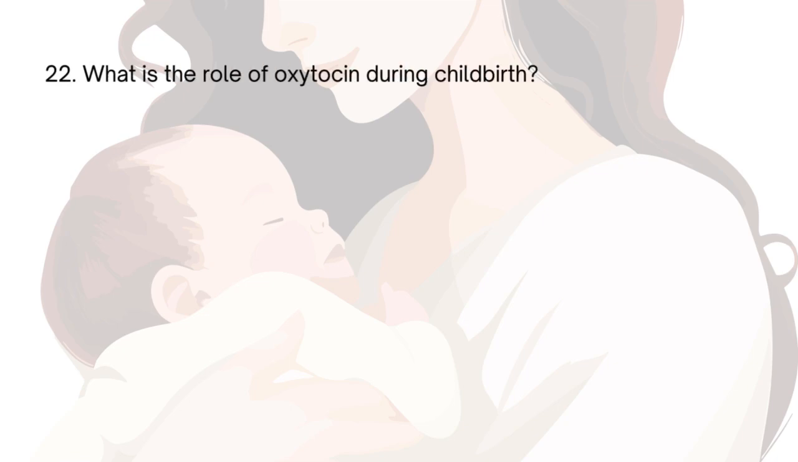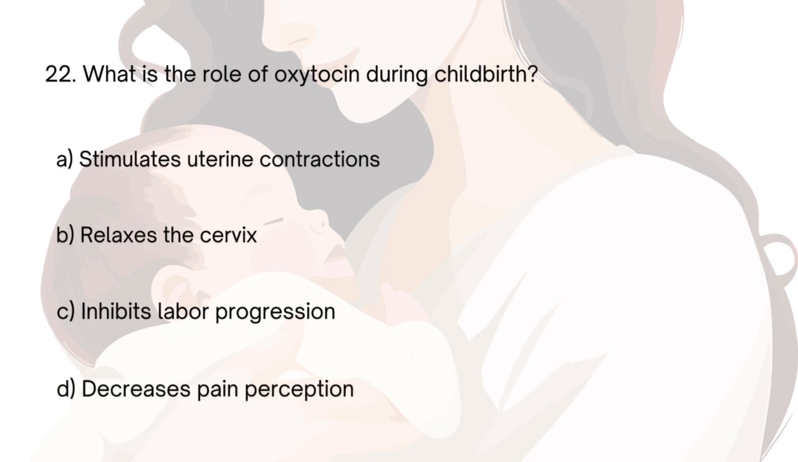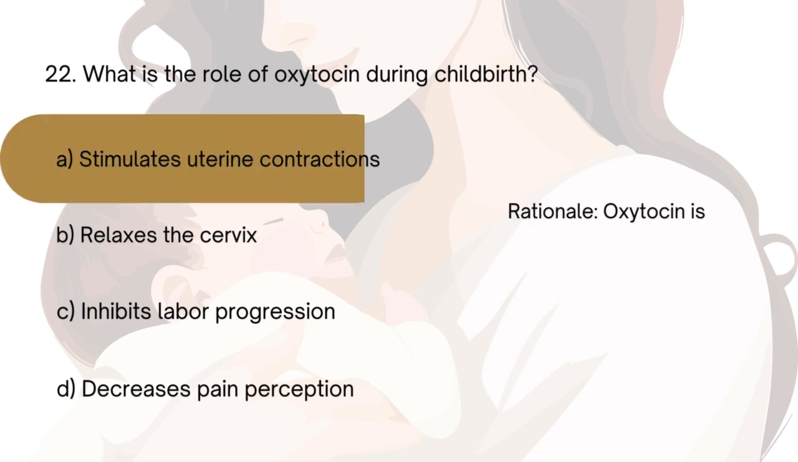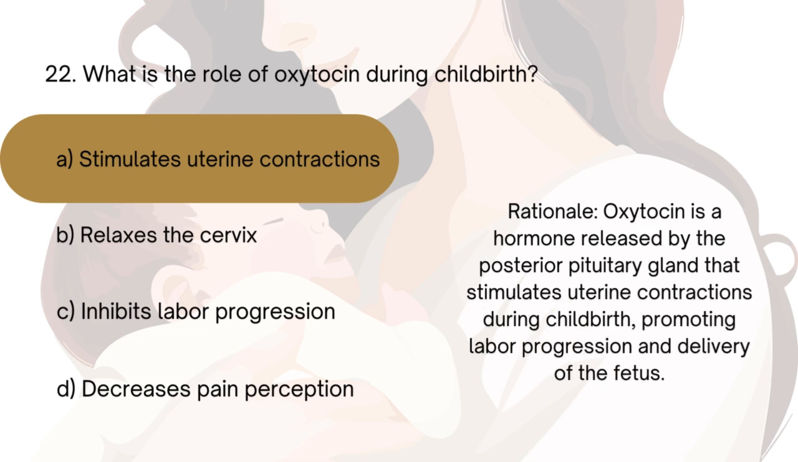22. What is the role of oxytocin during childbirth? A. Stimulates uterine contractions. B. Relaxes the cervix. C. Inhibits labor progression. D. Decreases pain perception. Rationale: oxytocin is a hormone released by the posterior pituitary gland that stimulates uterine contractions during childbirth, promoting labor progression and delivery of the fetus.